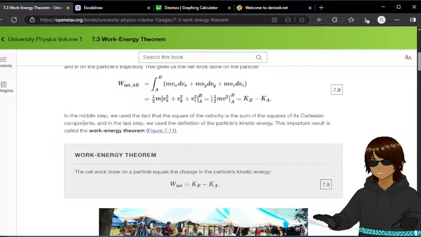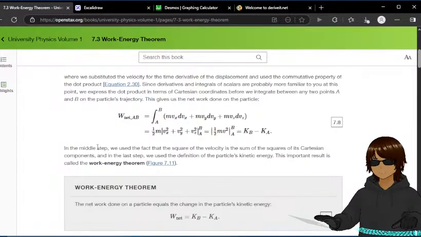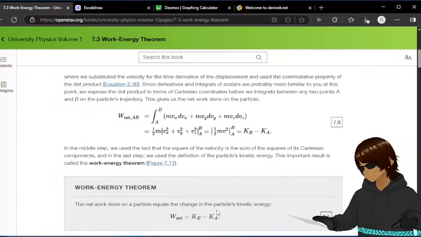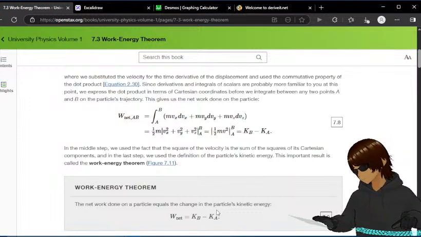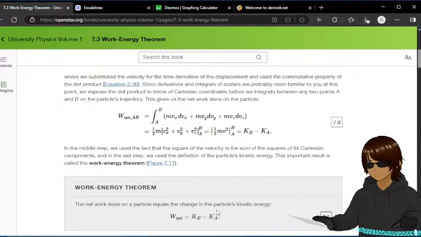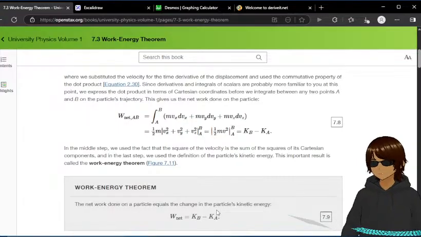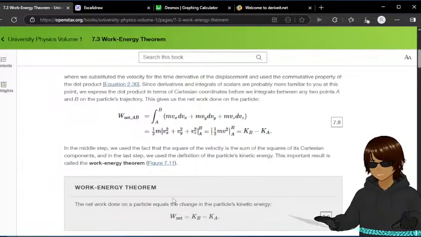In the middle step, we use the fact that the square of the velocity is the sum of the squares of its Cartesian components. In the last step, we use the definition of a particle's kinetic energy. The important result is called the work energy theorem. We get this: the net work done on a particle is this.